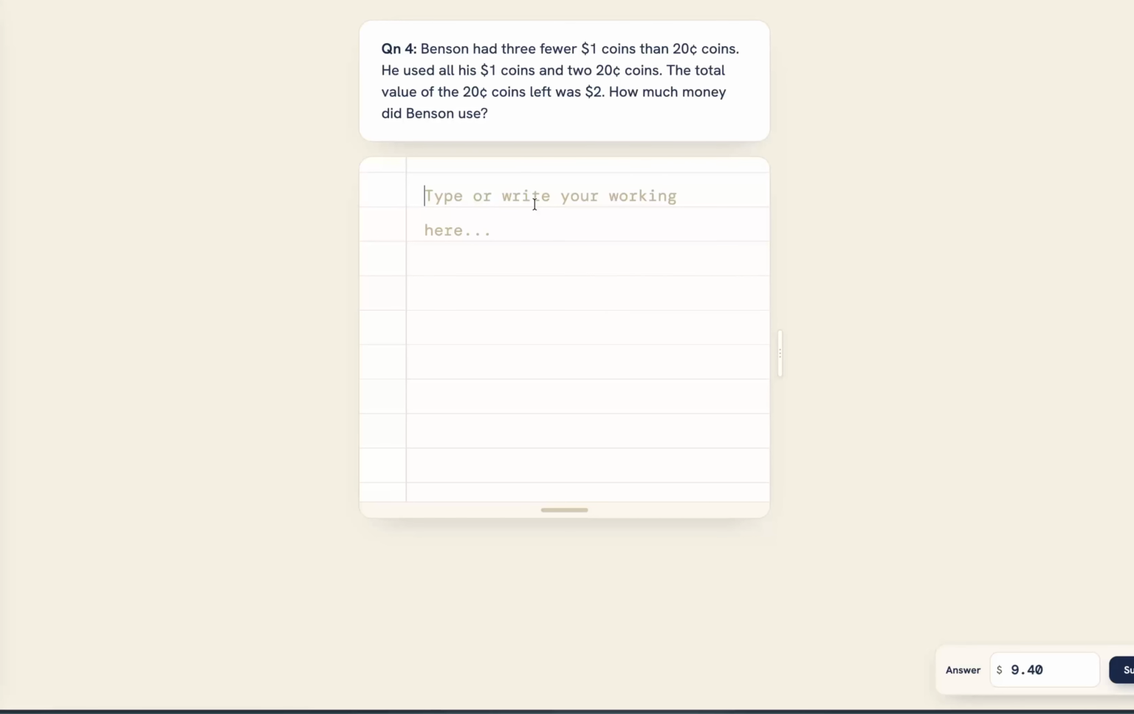So we want to work backwards. Let's go to the second last statement. The total value of the 20-cent coins left was $2. So 20-cent coins left, the number of 20-cent coins left.